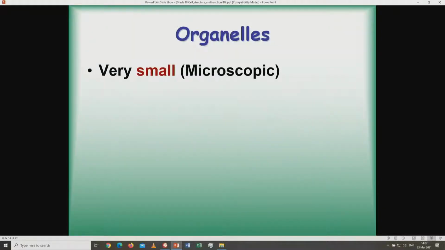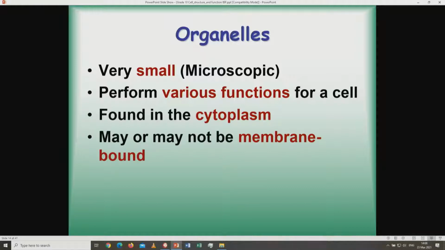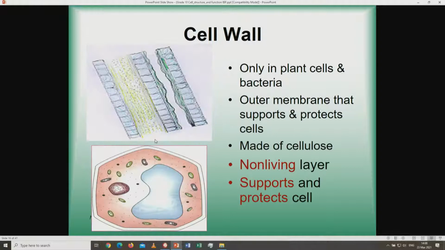Organelles are very small. As I said, you can only see them with the scanning electron microscope. So please, guys, you cannot see this by eye. Don't even try. They perform various functions for the cell, and they are found in the cytoplasm. They may or may not be membrane bound. Now, the outer membrane of the cell that controls the movement in and out of the cell is a double layer.